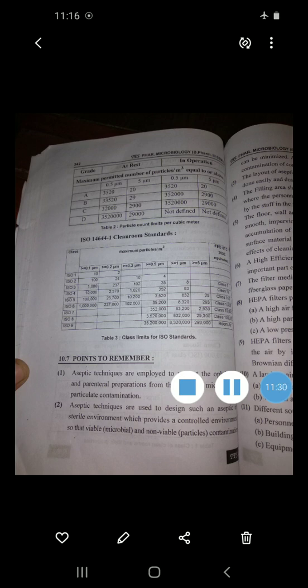Then the preparation of buffer solution. The buffer solution is prepared by dissolving the following quantities of dipotassium hydrogen phosphate and potassium dihydrogen phosphate in sufficient quantity of water in order to produce 1000 ml, and adjust the pH with 8 molar phosphoric acid or 10 molar potassium hydroxide. These are the concentrations: dipotassium hydrogen phosphate, that is K2HPO4, and potassium dihydrogen phosphate, KH2PO4. The pH is adjusted after sterilization.